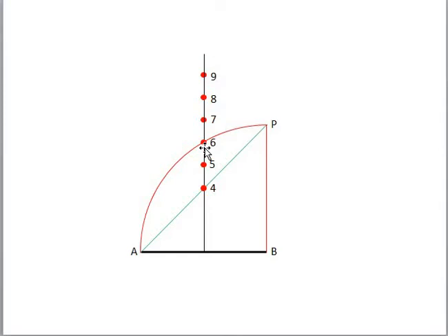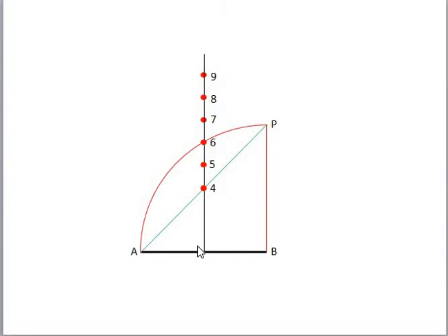Similarly, you extend the points beyond point 6 also, and mark the points as 7, 8, 9. The length should be equal. That means 4 to 5 should be 10, 5 to 6 should be 10, 6 to 7 should be 10, 7 to 8 should be 10, 8 to 9 also should be 10 millimeter.